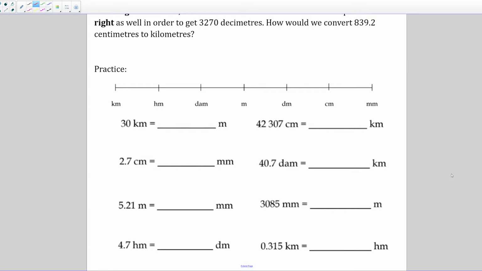Here you can pause and then take some time to work through the practice problems on your own. Once you've completed your work, unpause and double check your work.